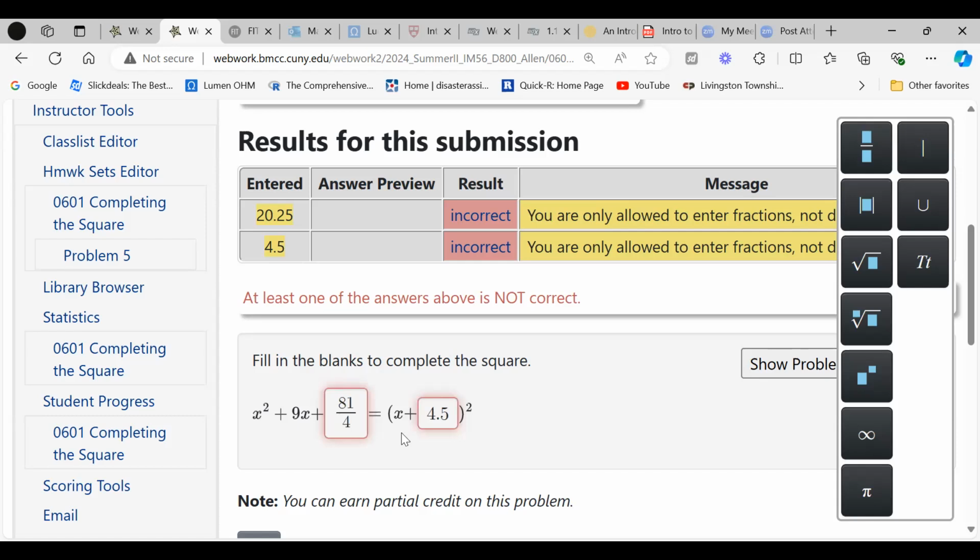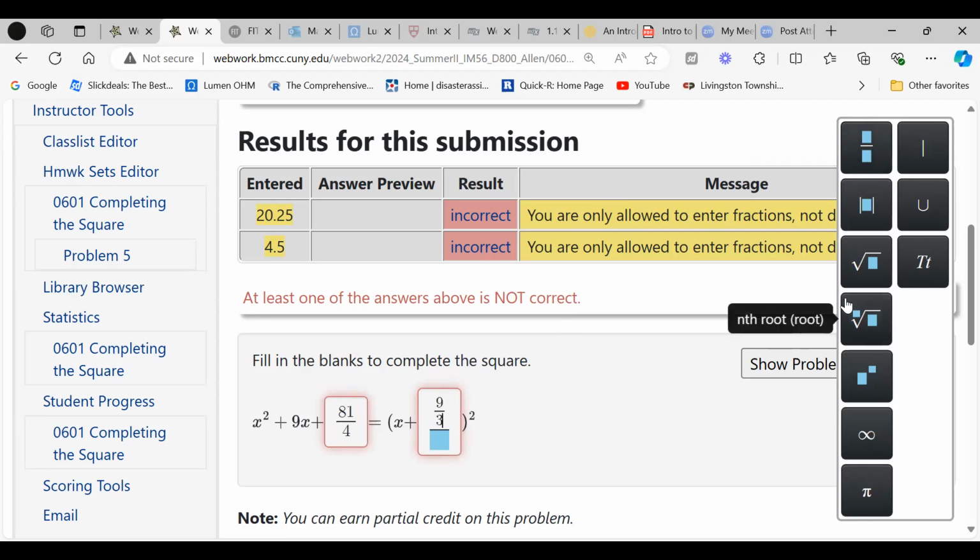And yeah, I'll show you in a second. No worries. I'll show you how to leave it as a fraction since they don't want decimal numbers.